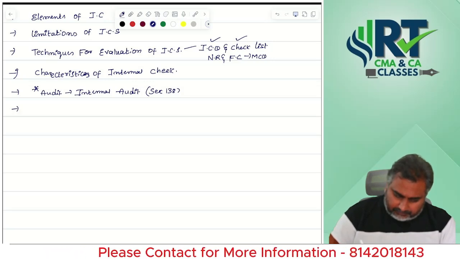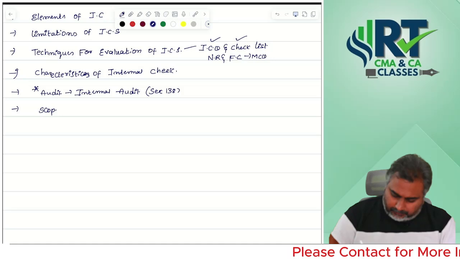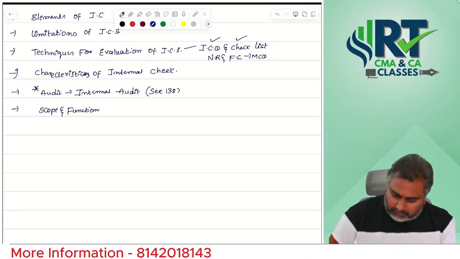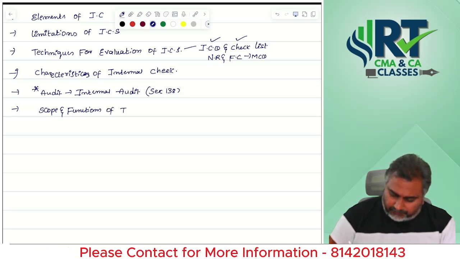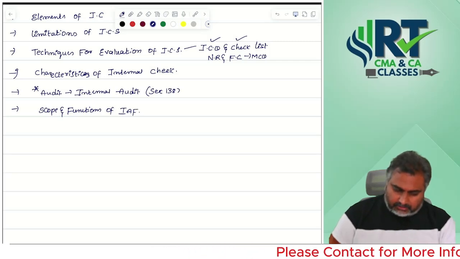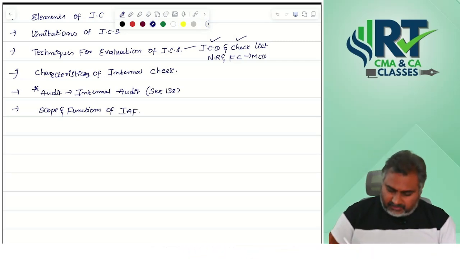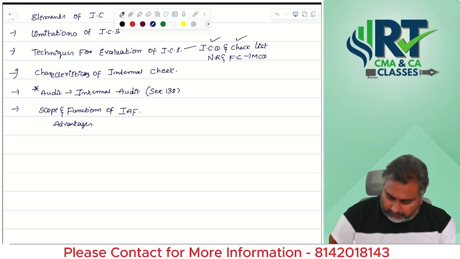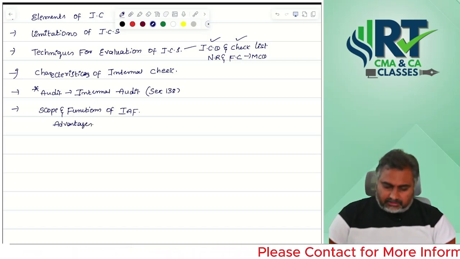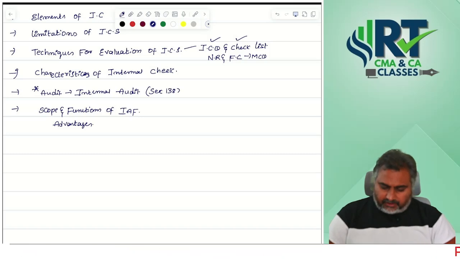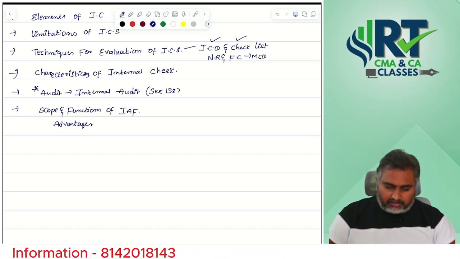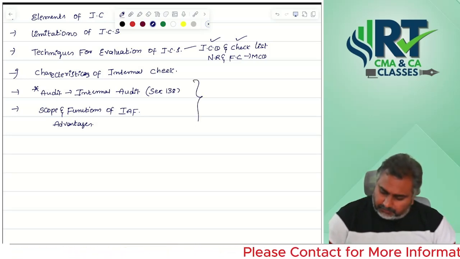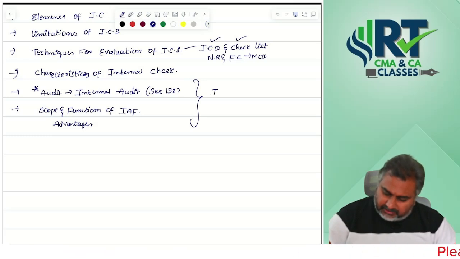Next, scope and functions of internal audit function are also important. Even add advantages here. Scope, functions and advantages of internal audit function, that is also an important question. So if you want to check with these things, try to apply this.